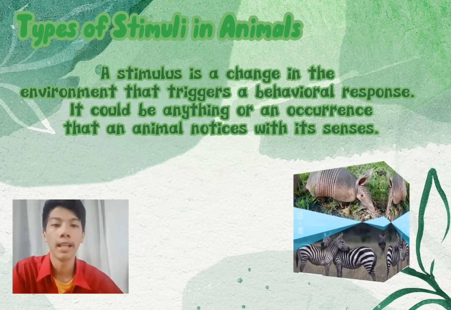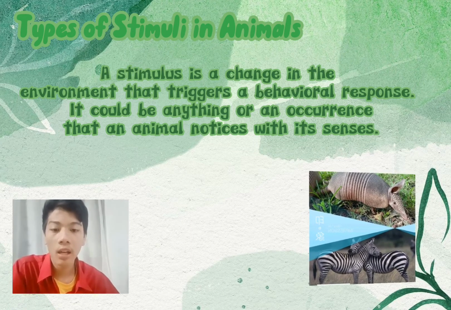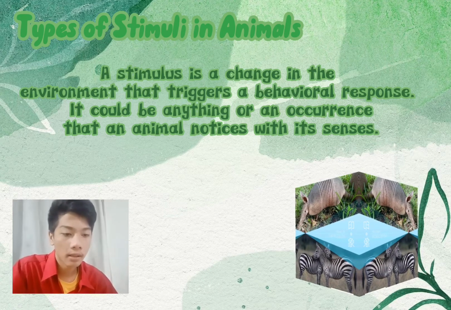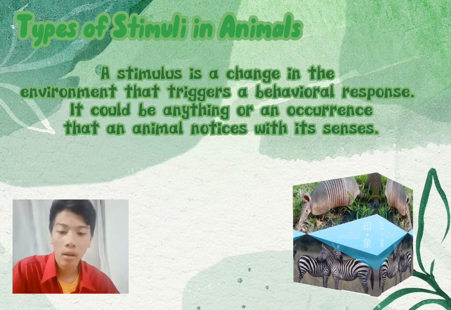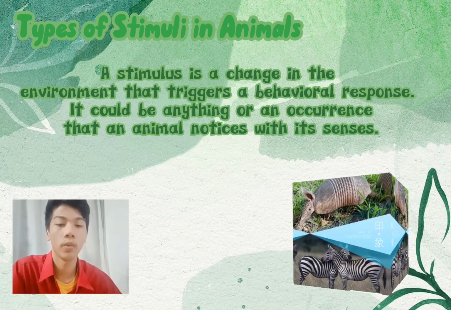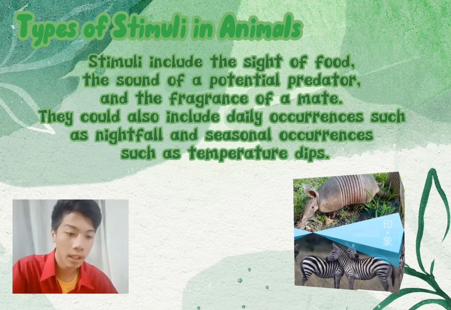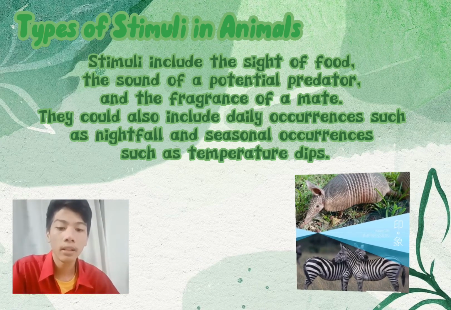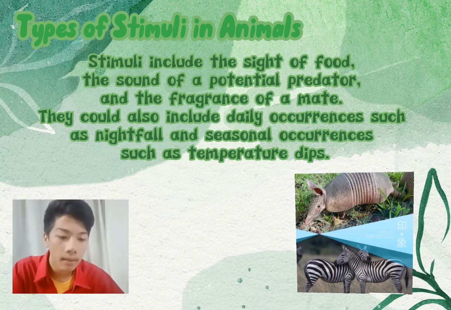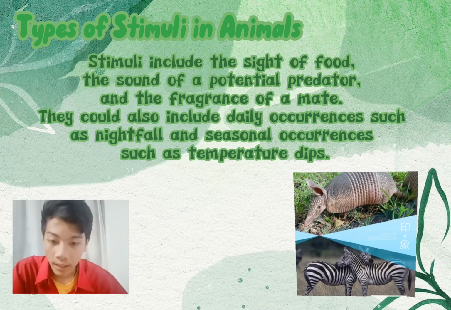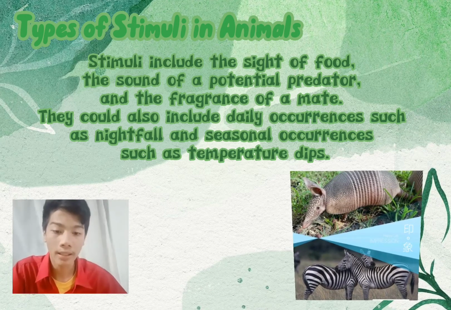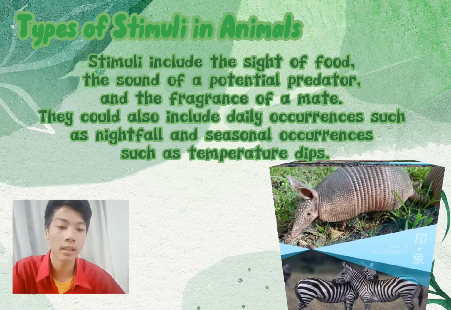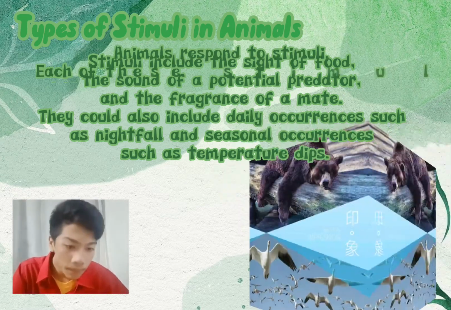The types of stimuli in animals. A stimulus is a change in the environment that triggers a behavioral response. It could be anything or an occurrence that an animal notices with its senses. Stimuli include the sight of food, the sound of a potential predator, and the fragrance of a meal. They could also include daily occurrences such as nightfall and seasonal occurrences such as temperature dips.